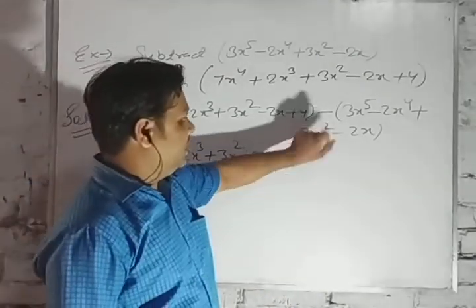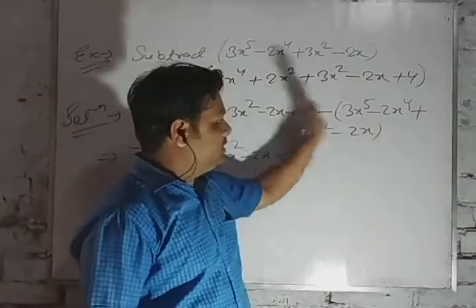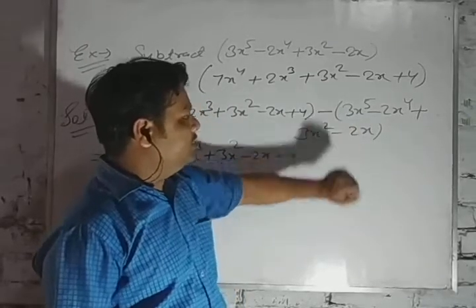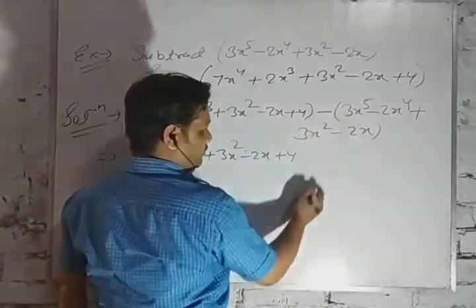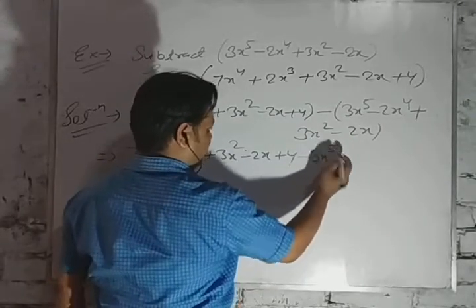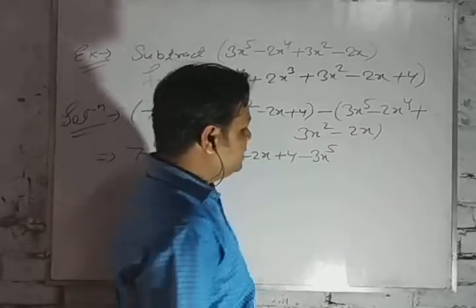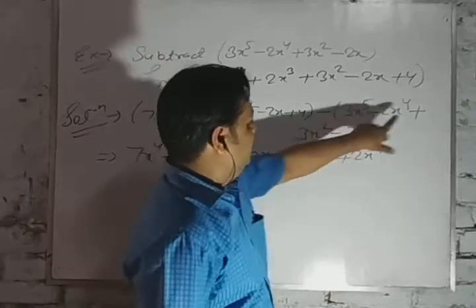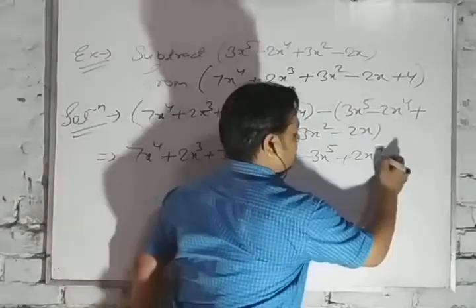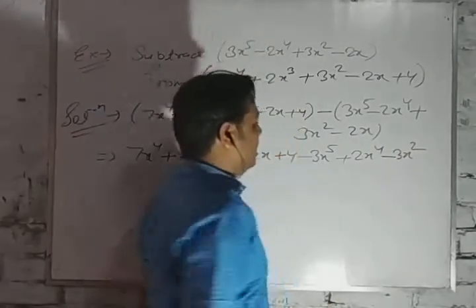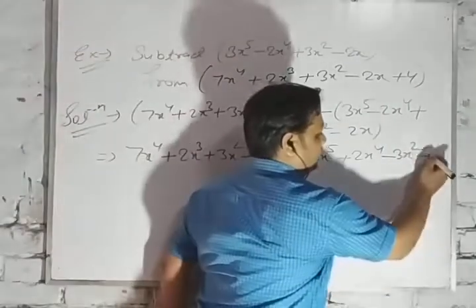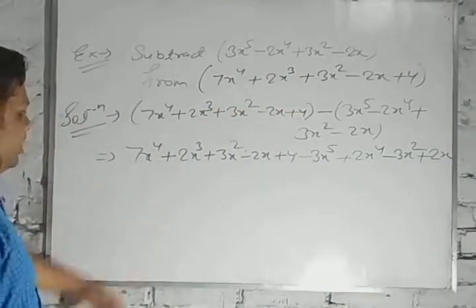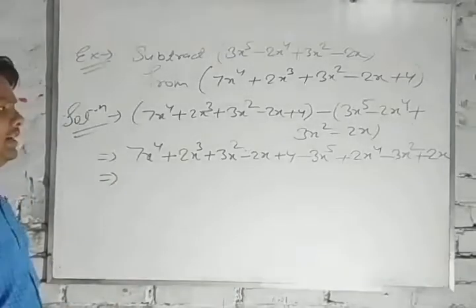So if there is a negative sign outside, then we will change the sign of each term of this expression. Here it is plus, so we will write minus 3x to the power 5. Here it is minus, so it will be plus 2x to the power 4. Here it is plus 3x square, so we will write minus 3x square. And here it is minus 2x, so we will write plus 2x. Okay. Now after that we have to arrange it in like terms.